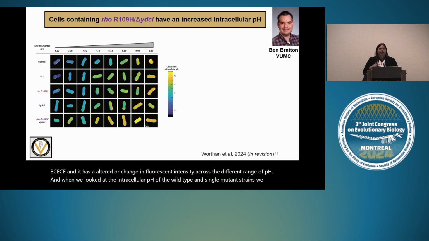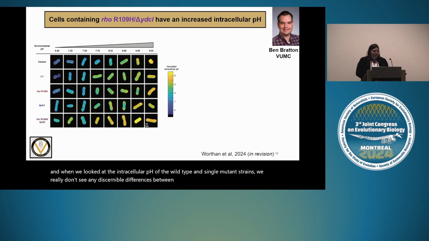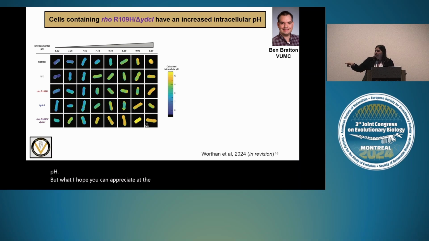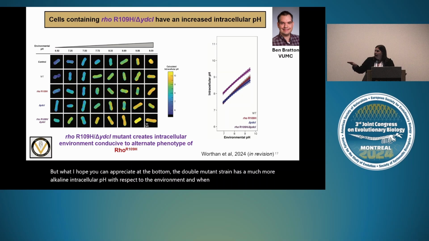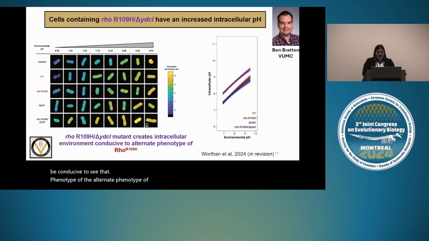When we looked at the intracellular pH of the wild type and single mutant strains, we really don't see any discernible differences between them with respect to intracellular pH. But what I hope you can appreciate at the bottom, the double mutant strain has a much more alkaline intracellular pH with respect to the environment. And when we graph the environmental pH across the different intracellular pH range, we see an elevation in the double mutant pH range, where it remains more alkaline with respect to the environment. And so this indicates that the double mutant creates an intracellular environment that would be conducive to the alternate phenotype of the Rho mutants.